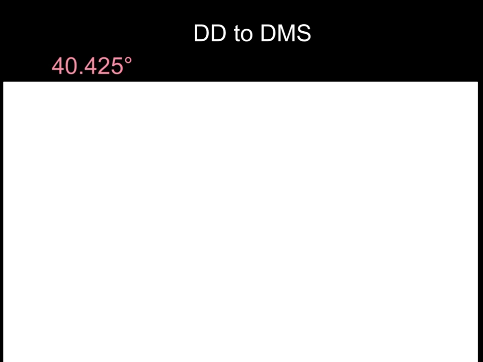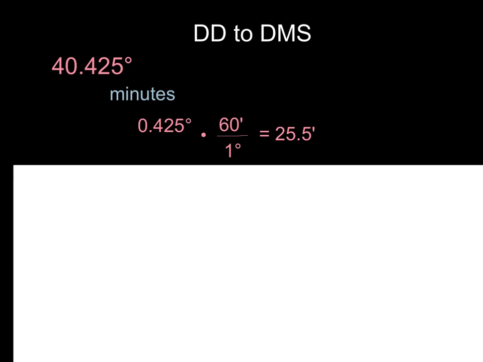When given the degree 40.425 degrees, the first step is to change the fractional part into minutes and seconds. Starting with minutes, you multiply 0.425 degrees by 60 minutes over 1 degree, making sure that the degree signs are opposite of each other to cancel out. The answer you should get is 25.5 minutes.